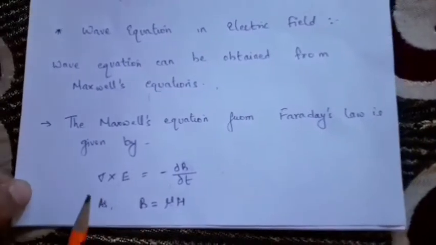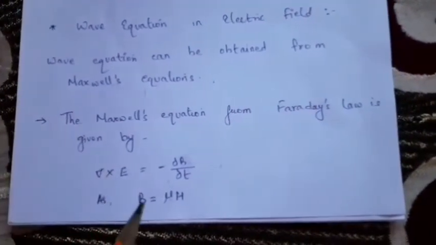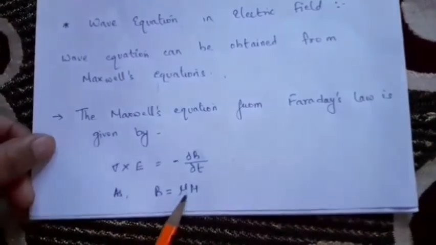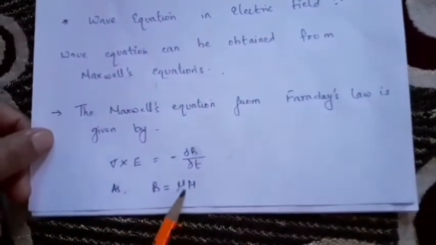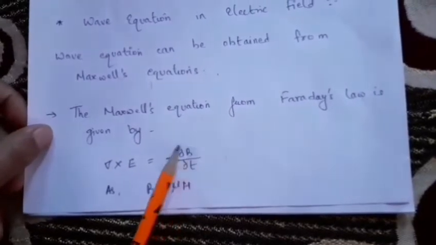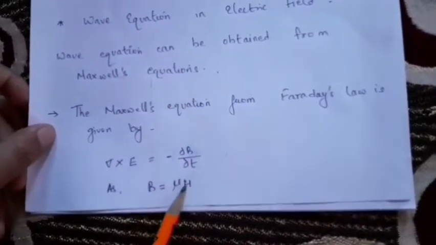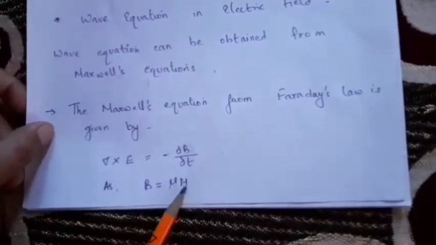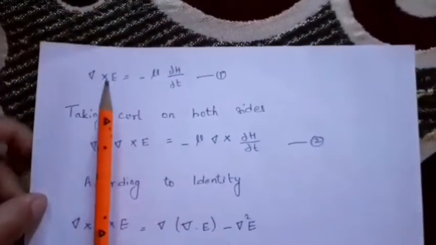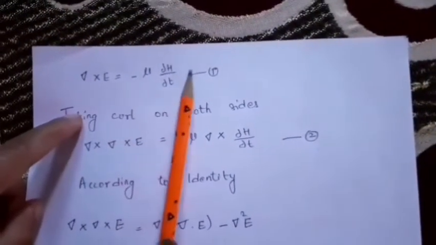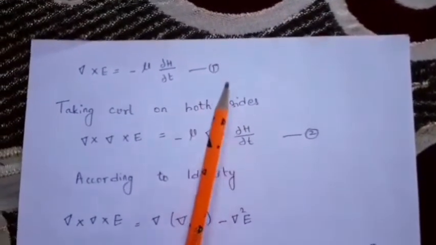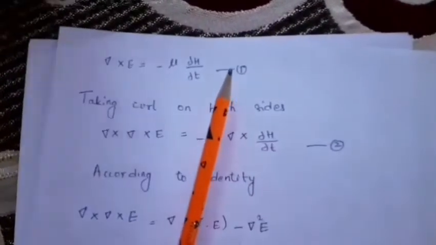As we all know, B is the magnetic flux density. B is nothing but mu times H. So instead of B, we are going to write this value of B. We know mu is constant, so we can write it outside and it will be like this: del cross E equals minus mu dou H by dou t. We can consider this as the first equation.